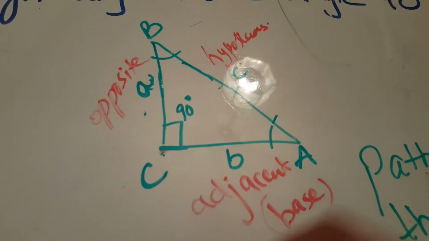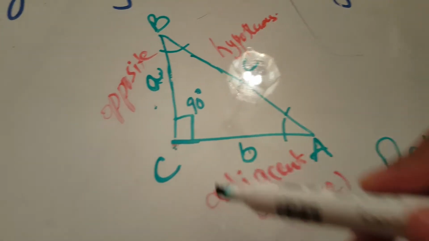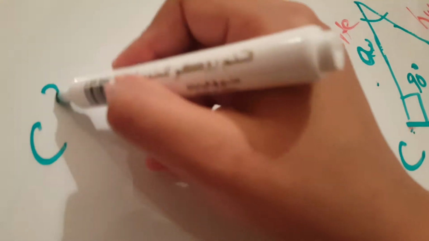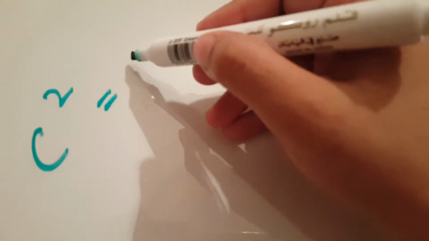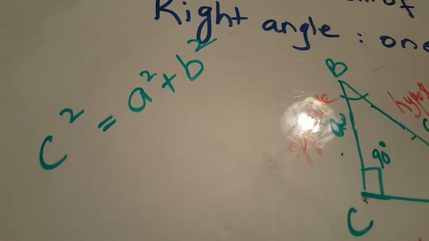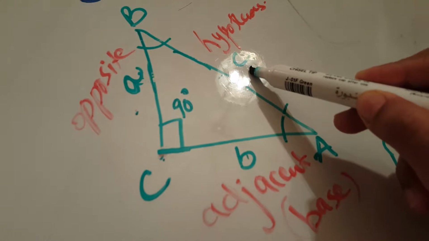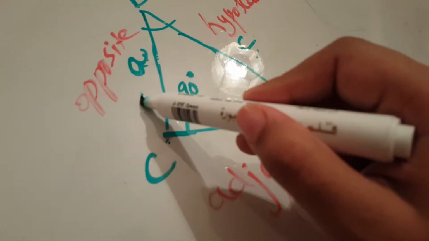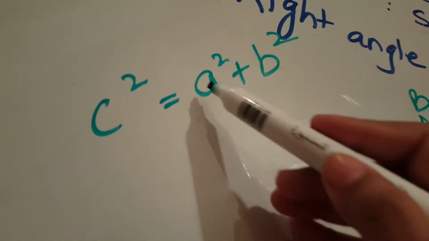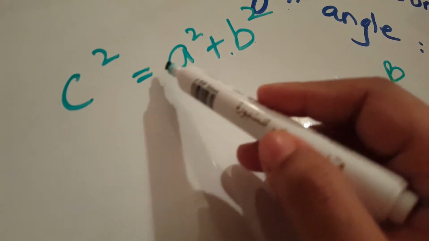Now, for example, if this is the side A, this is the side C, and this is the side B, let's see what the Pythagorean theorem states. It says that C square is equal to A square plus B square. Or you can say the square of the hypotenuse should be equal to the sum of the squares of the opposite and the adjacent. Square both terms, the opposite and the adjacent, and add them.